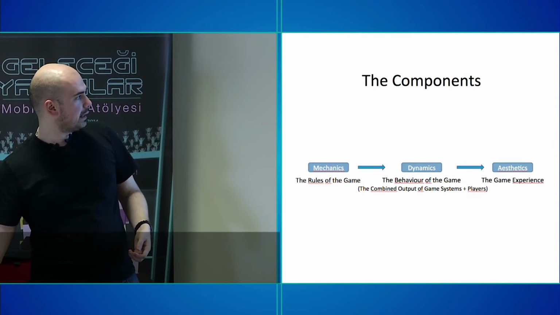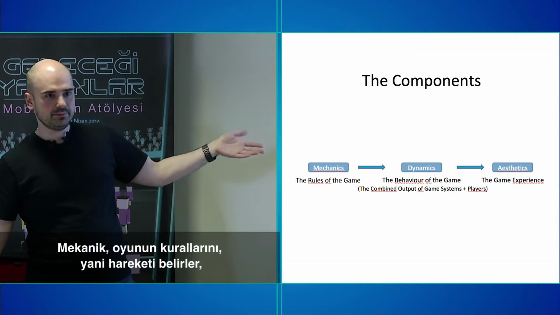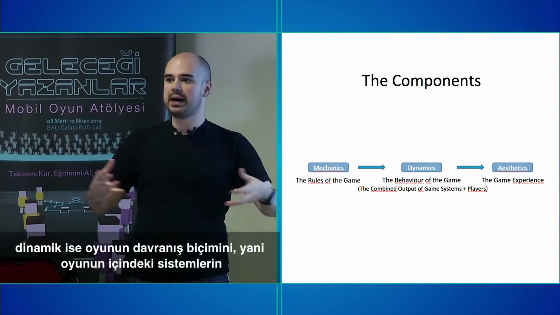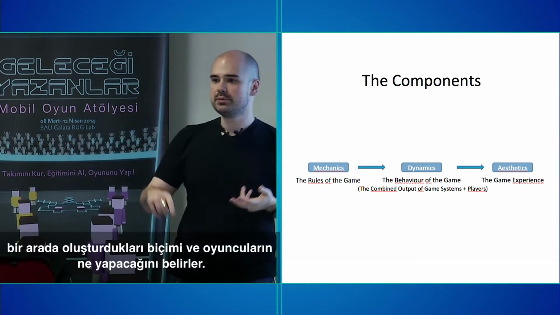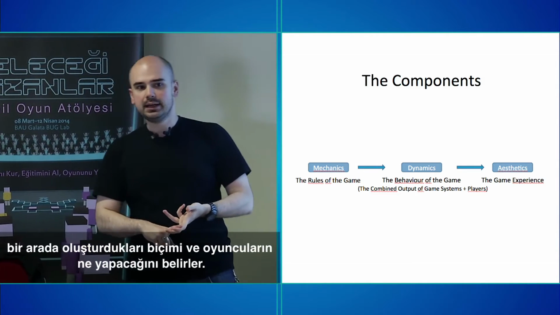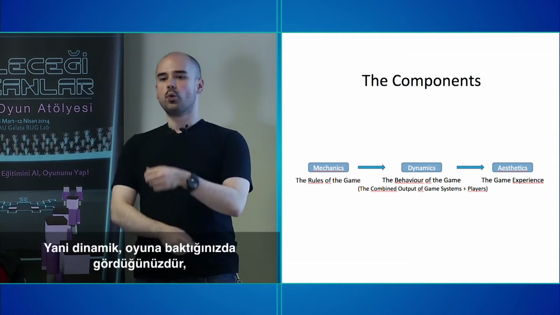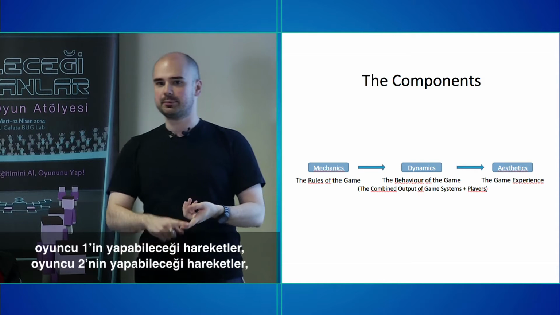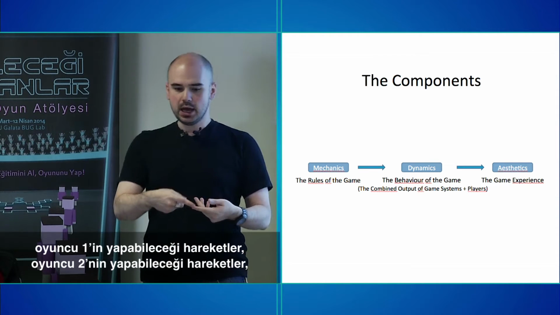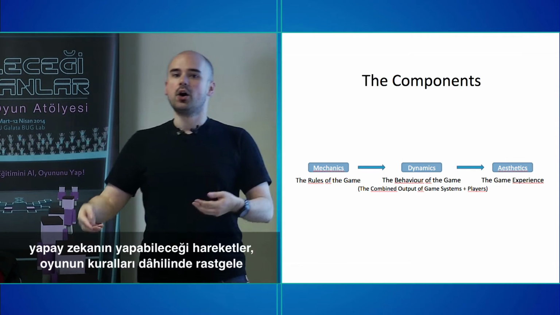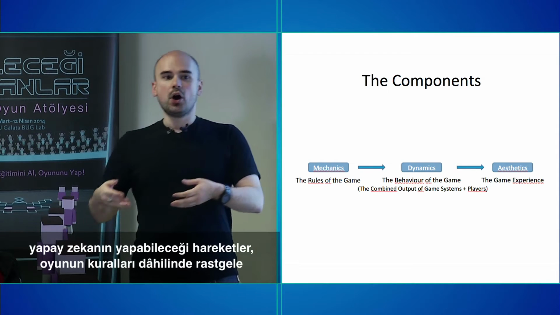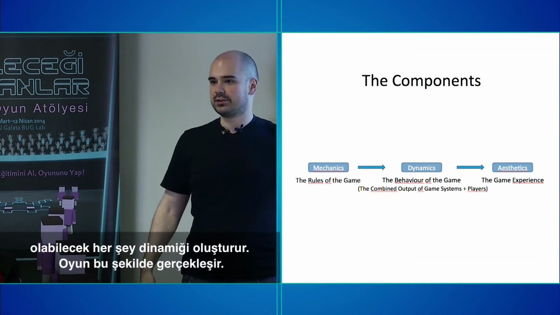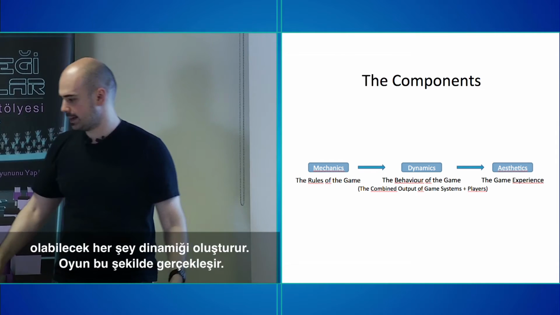Now, again, mechanics are the rules of the game, like I said, actions. The dynamics is the behavior of the game. So that is the combined output of the game systems plus what the players are doing. So basically, the dynamics is what you observe. If you look at a game, when you take everything into account, so all the actions that player 1 can actually engage in, all the actions that player 2 can engage in, all the actions that AI can engage in, all the things that can happen randomly just as a part of the game's rules. That's your dynamics right there. Okay, that's how it all plays out.